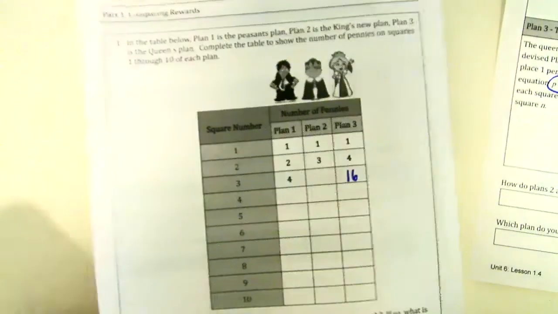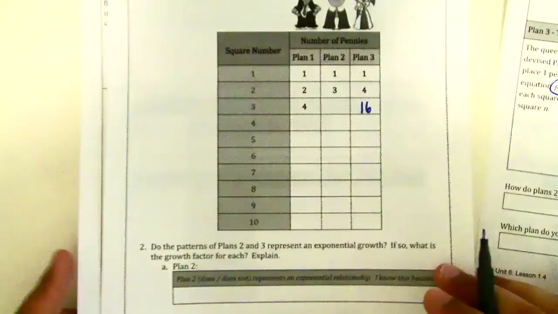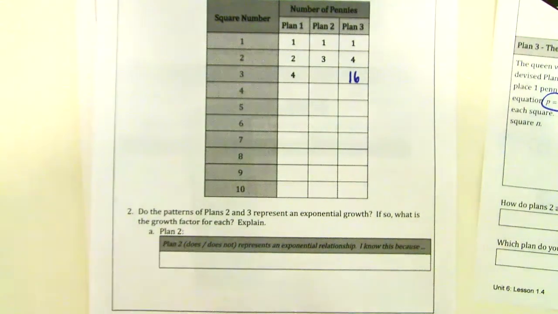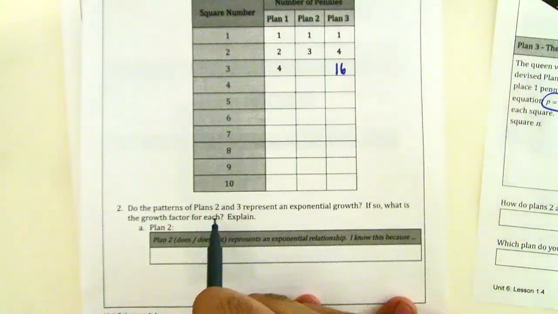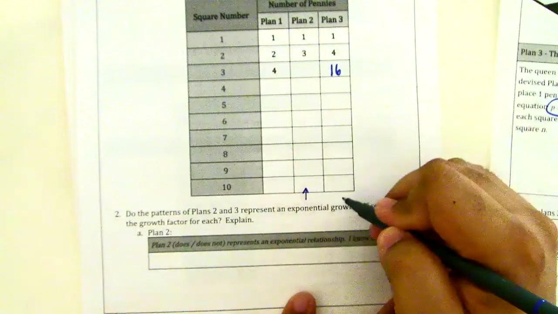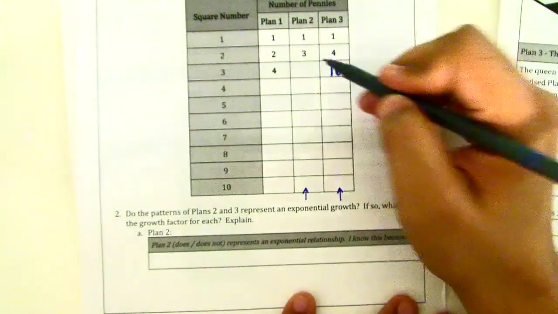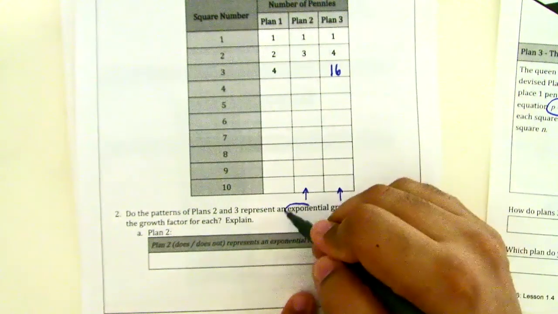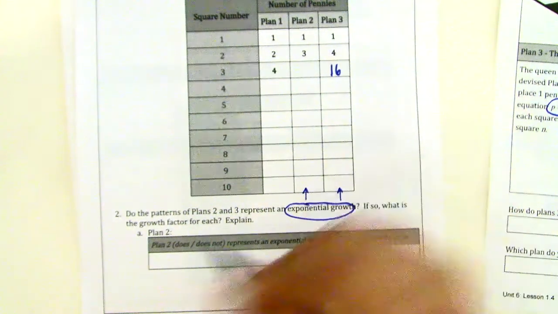Now, once we have that table done, right, you're gonna wanna pause the video, get your table done first before going on, right? What I say next is do the patterns of plan 2 and plan 3. So this is plan 2, this is plan 3. When I say the patterns, look at how these numbers are changing, right? Do they represent exponential growth, okay?